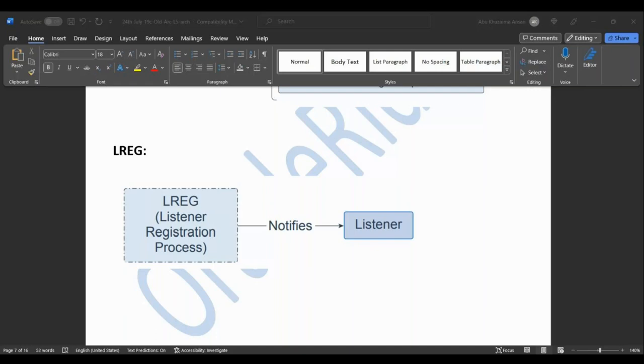This listener registration process registers information about the database instance and database processes like the dispatcher process or server process with Oracle Net Listener. Whenever the instance starts, LREG polls the listener to determine whether it is running or not. If the listener is running, then LREG passes the relevant parameters to the listener. If it is not running, then LREG periodically attempts to contact it. So this is the work of LREG. Now got it, guys?